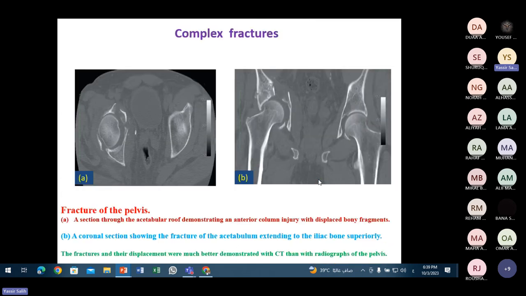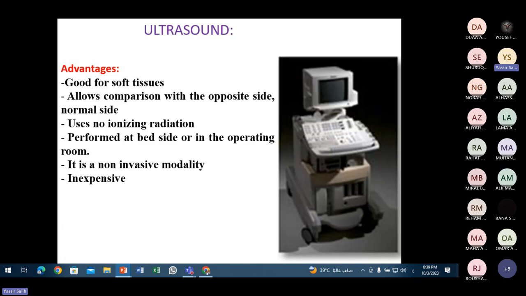As we discussed, a complex fracture can be missed by plain X-ray, but this is CT axial and this is CT coronal. You can see this fracture. If we did an X-ray, this fracture may be missed. This acetabular fracture may be missed by plain X-ray, but CT is a good technique for assessment of this complex fracture. This is a coronal image of the same patient to illustrate this fracture well in the acetabular region. So CT is better than X-ray in assessment of fracture.